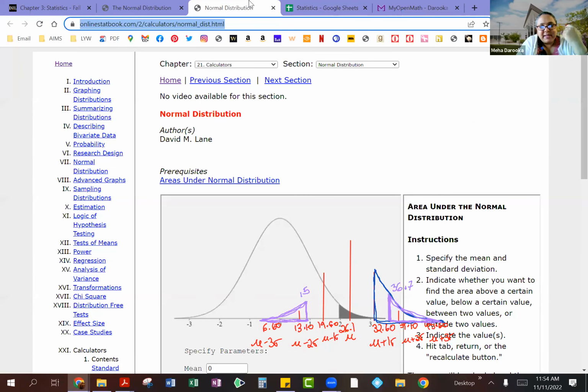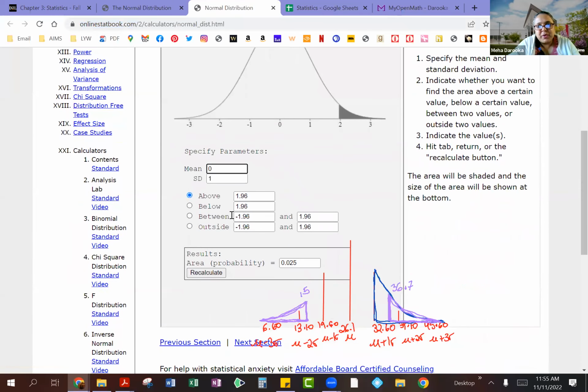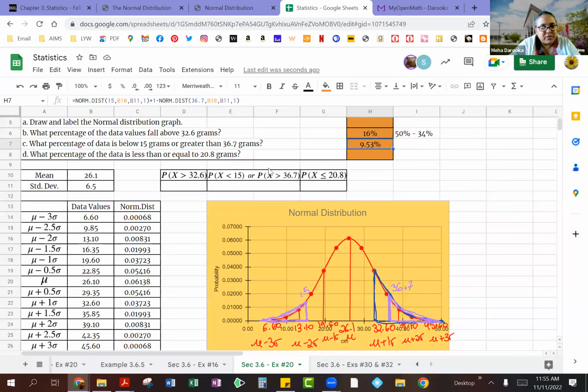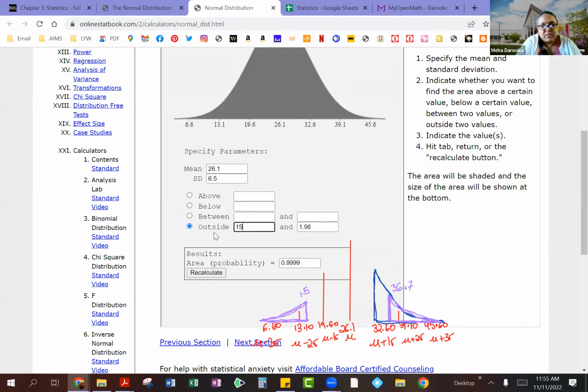So yeah, Terry, let's take a look at this one over here then. For this one, of course, you're putting in your mean and standard deviation, which you told me you did. So 26.1, 6.5. Okay, and then of course, we don't want these numbers in here. So this is where you're going to be putting in that information for the 15 and the 36.7, Terry. So you will select the outside. And then we will say outside of 15, and then the upper limit was 36.7.